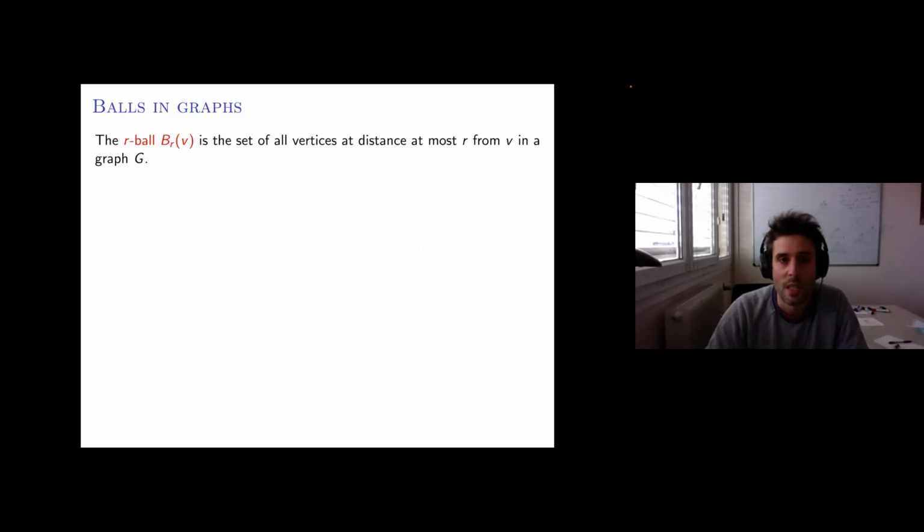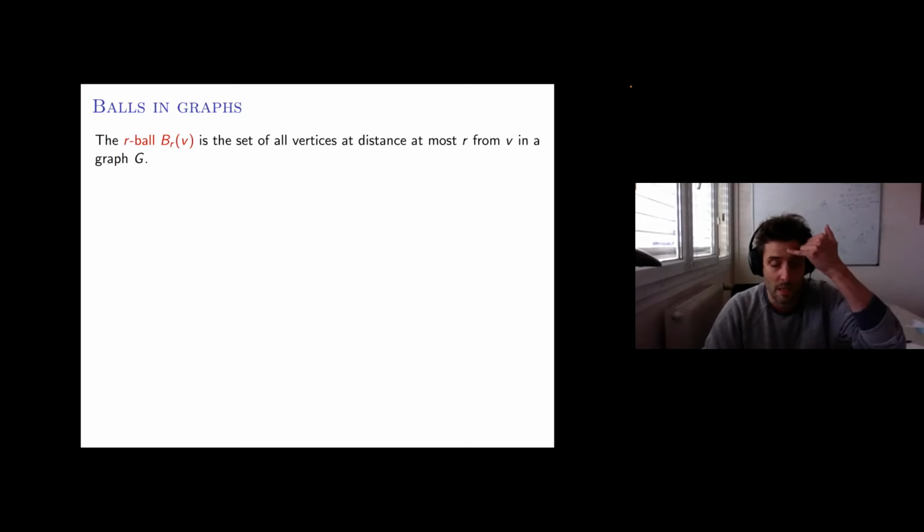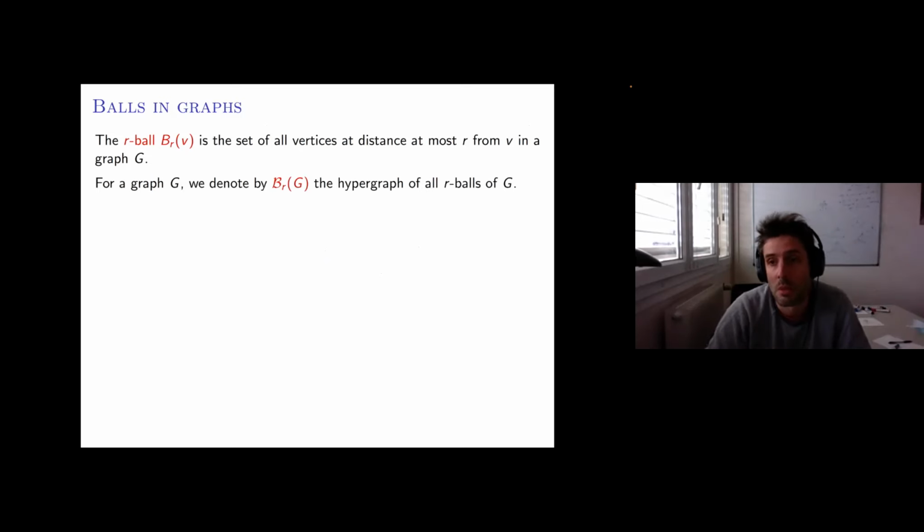So what is a ball? The R ball, or the ball of radius R, is the set of all vertices at distance at most R from a vertex V. This is denoted by BR(V). And when you fix R, you have a natural hypergraph defined by all the balls. We call it BR of G. The vertex set is all the vertices of G, and each ball is a hyperedge. So all the hyperedges are all the balls in your graph. So you have as many balls as vertices.